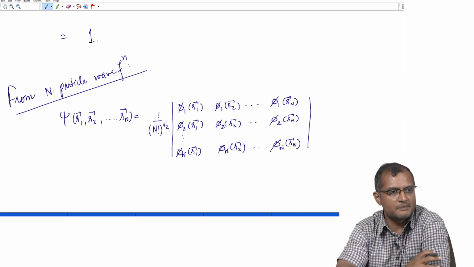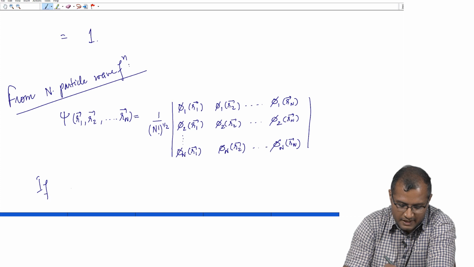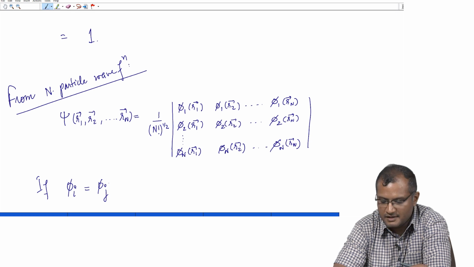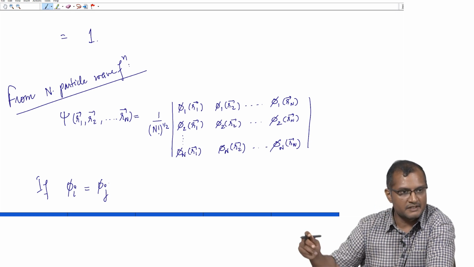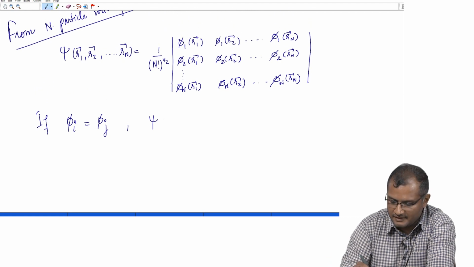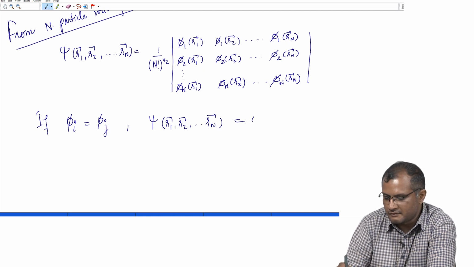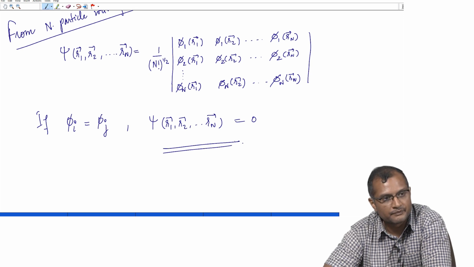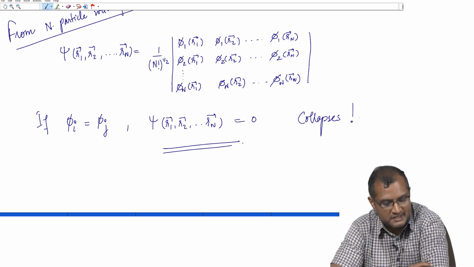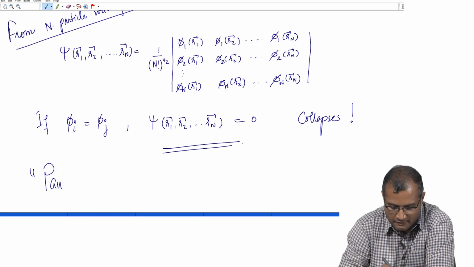If two rows of a determinant become the same, then the determinant collapses, which means if some random ith row becomes the same as the jth row, let us say the phi 2 row becomes the same as the phi 3 row, then the determinant will collapse. So, the n particle wave function will collapse to 0, okay, which actually is the mathematical statement of the Pauli's exclusion principle for fermions.